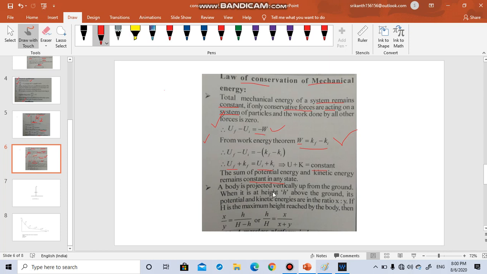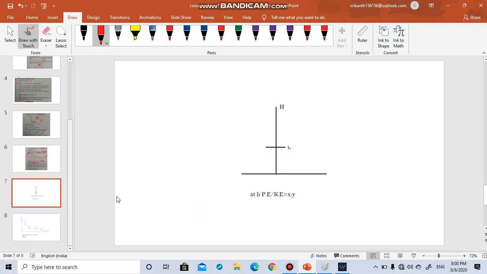It says that a body is projected vertically up from the ground. When it is at a height h above the ground, its potential and kinetic energy are in the ratio x is to y. Let me explain this with a diagram. This is the ground. A body is projected vertically upwards. When it is at a height h, the potential energy and kinetic energy ratio is given as x is to y.